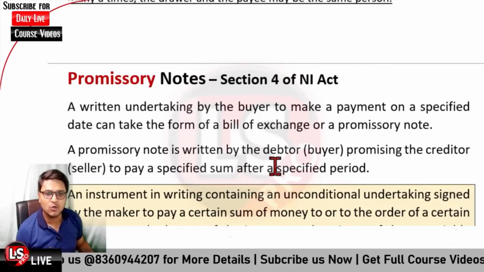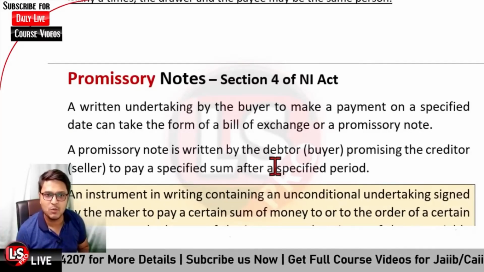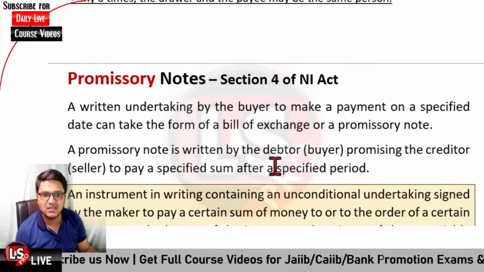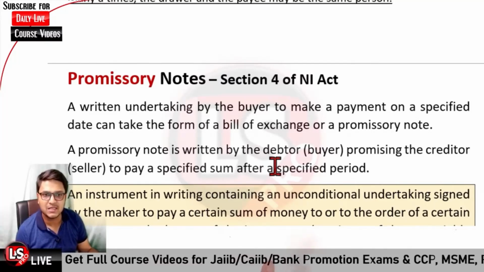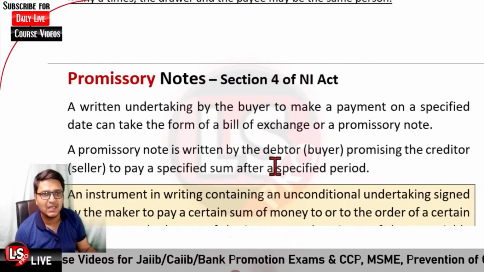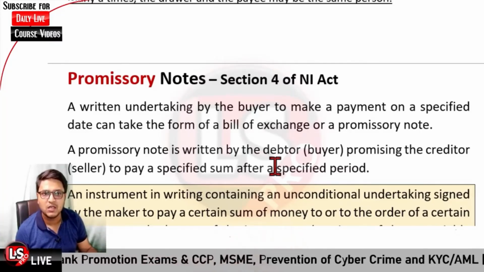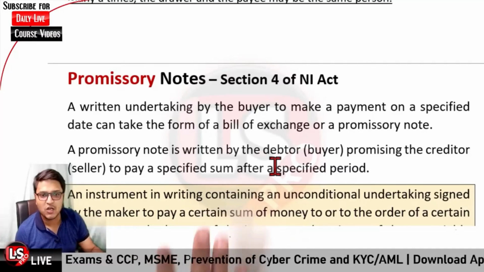Second instrument that we are going to learn about is basically the promissory note. Promissory note, as the name suggests, it's a promise. So basically, it's an unconditional promise by the drawer of the promissory note, the maker of the promissory note.